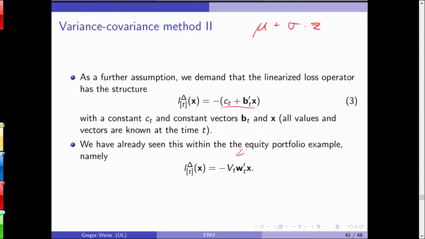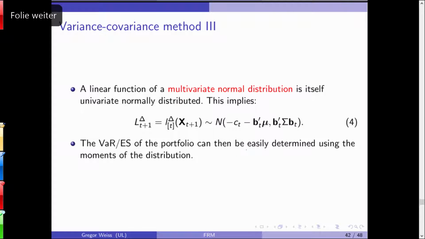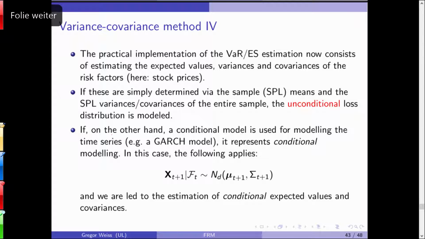You simply need to know the expected value, you need to know the variance or volatility, and you need the quantile of a standard normal distribution, and then it's just mu plus sigma times z. Or in the multivariate case, it's slightly more complicated, but still it's known analytically. Yeah, this is the variance-covariance method. And in the end, you get here a multivariate normal distribution, and this is quite simple, in fact. You can have a look at this at home. Again, the variance-covariance method is just another word for assuming a normal distribution.